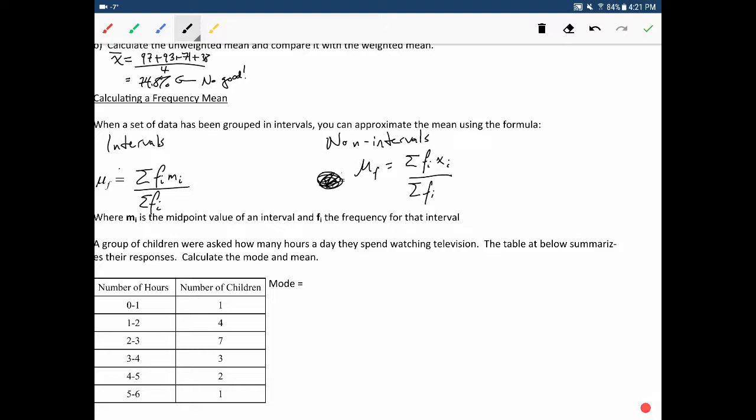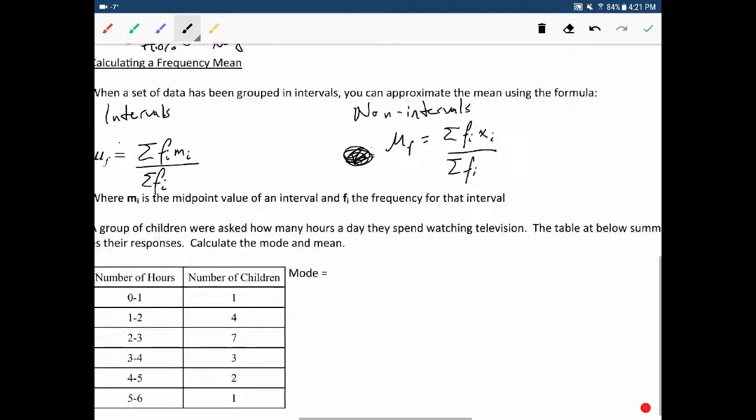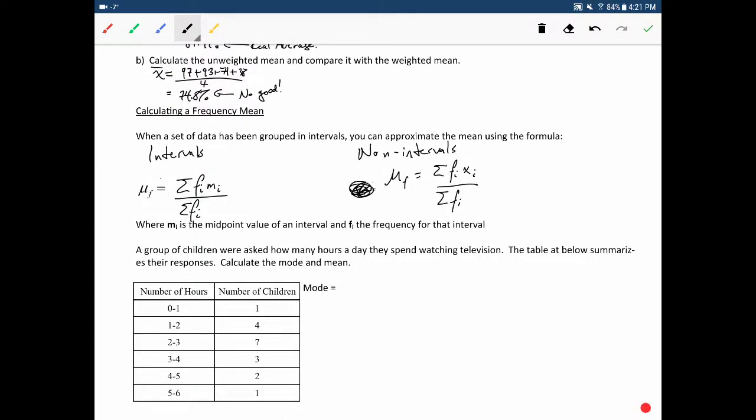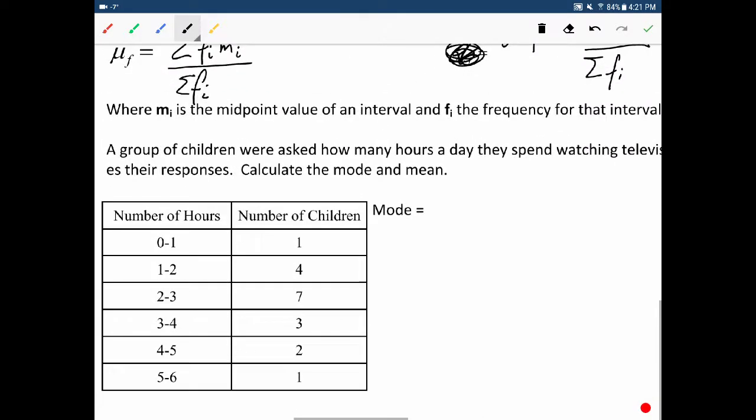That sounds more complicated than it really is, so we're going to walk you through an example. We have a group of children, we asked them how much time they spent watching TV, and we recorded it in this data. One kid said between 0 and 1, 4 kids said between 1 and 2. You can see we're using intervals here because it's not discrete data. It's a little bit like when we talked about histograms. It's just a way of being able to work with that.